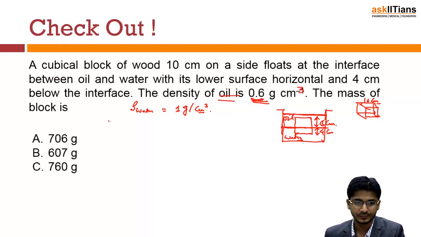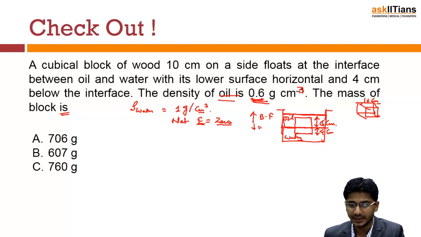So now we have been asked what is the mass. Now it's given that it's floating. That means the net force is 0. Now what are the forces acting? One is a buoyant force that we have seen acting in the upward direction. Another is weight mg that is acting in the downward direction. Now this mass m we have to find out. So we will try to find out the buoyant force. What is the buoyant force that is acting?